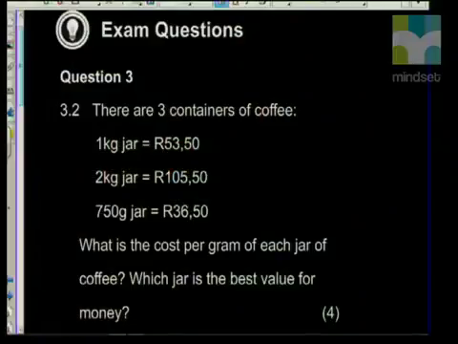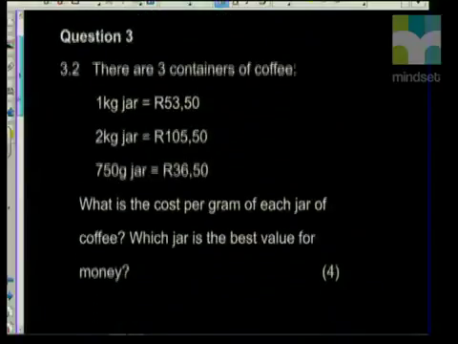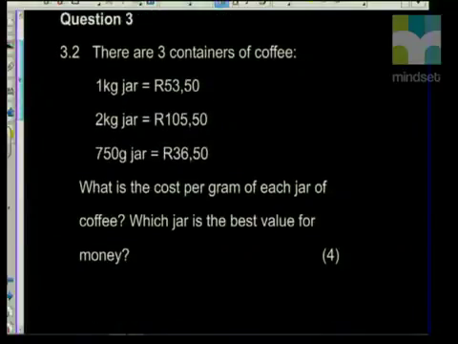There are 3 containers of coffee, a 1 kg jar, which is 53 Rand 50, a 2 kg jar, which is 105 Rand 50, and a 750 gram jar, that is 36 Rand 50. The question then asks, what is the cost per gram of each jar of coffee, and then which jar is the best value for money? Now, they've asked us to actually compare these. So therefore, they've told us that we need to convert it to cost per gram.